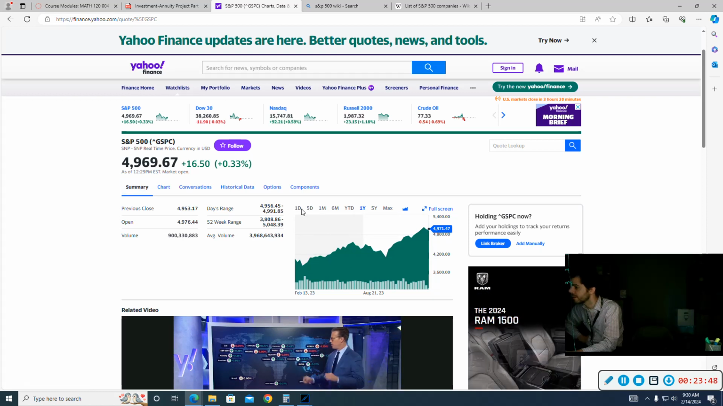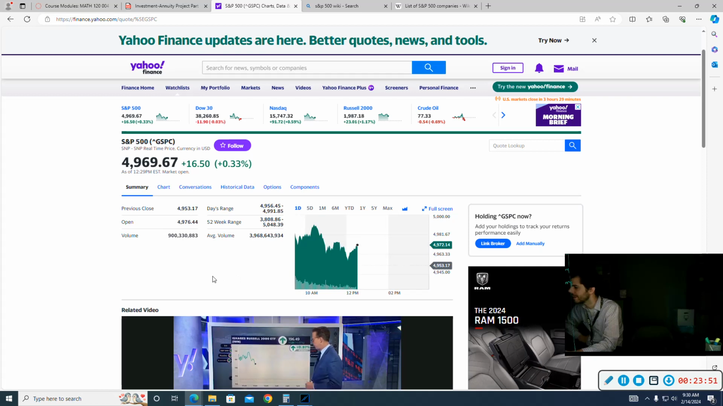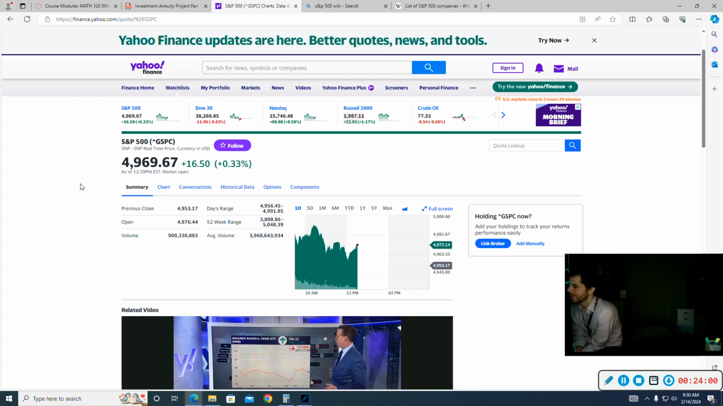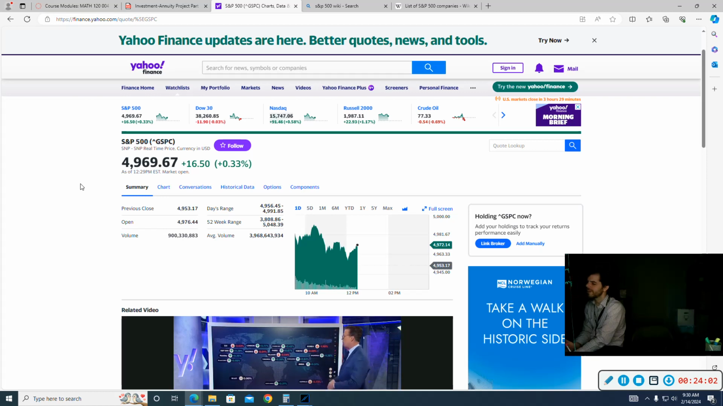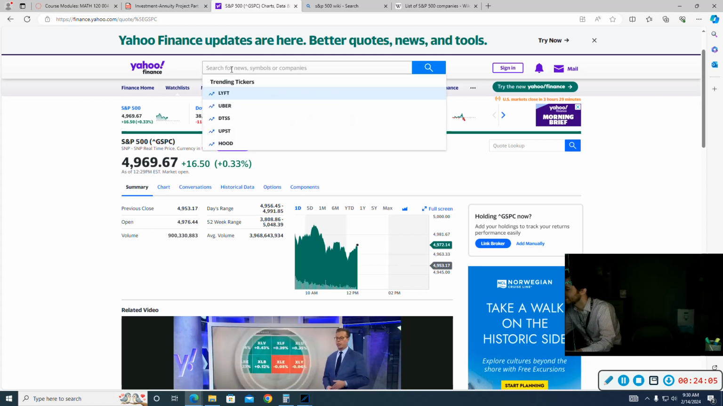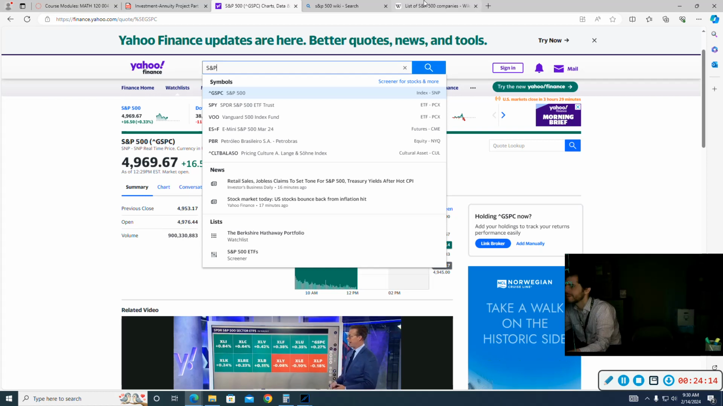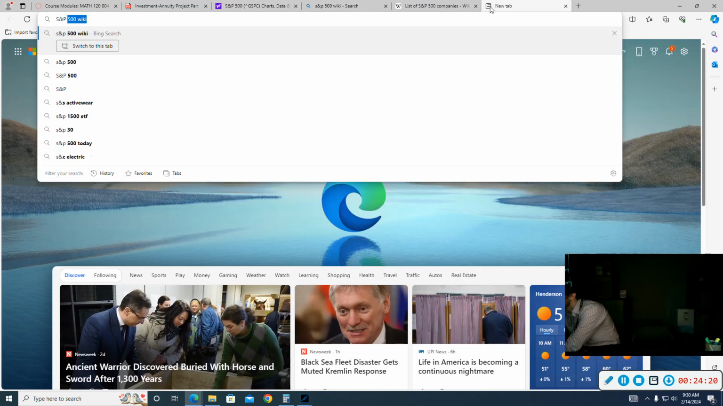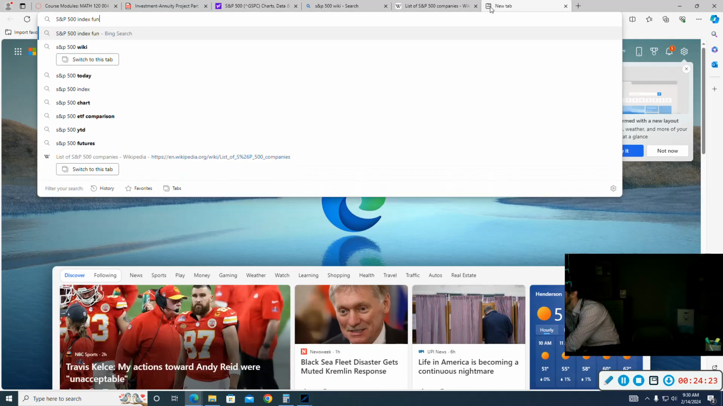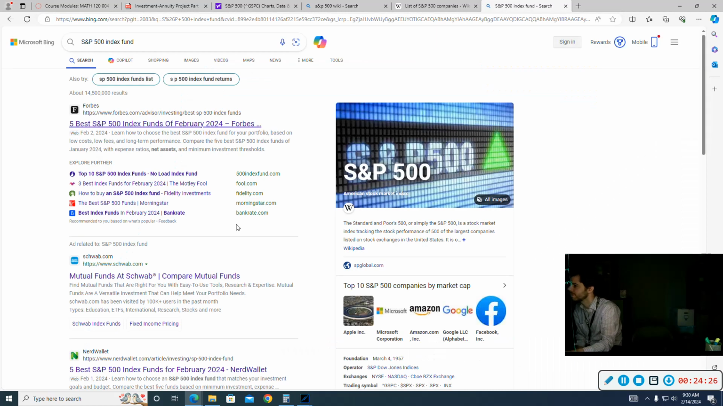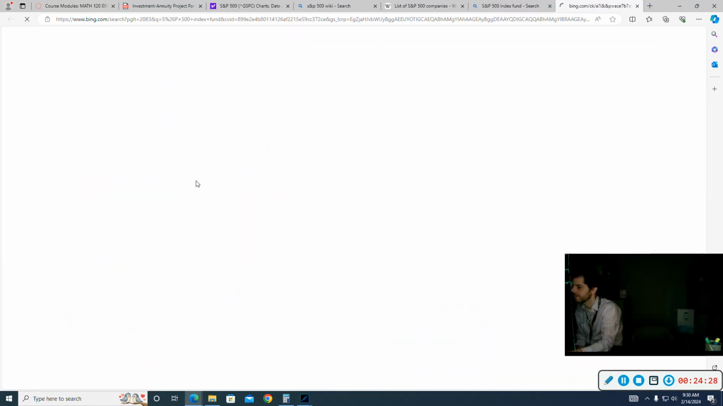Let's see. How would you invest money in it, though? It doesn't have a stock price, does it? You're not going to buy $4,900 worth of stock in this company, right? But I think you can find an S&P 500 index fund. Let's see if we can find the ticker for it. The annoying thing about this is you have to look up the symbol. You have to know the symbol for it.